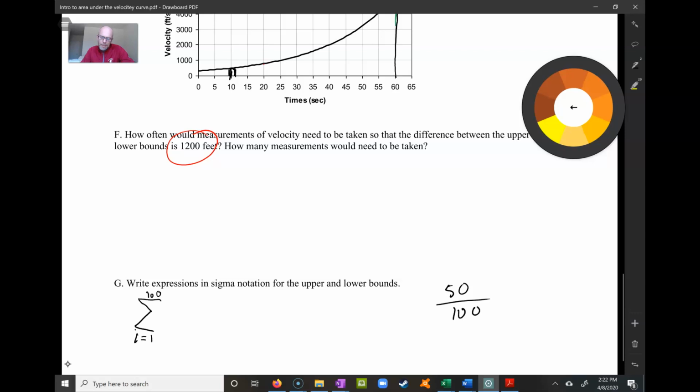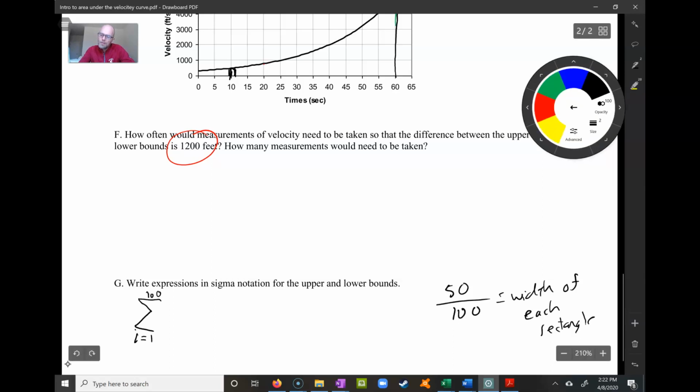Okay, so that's the width of each rectangle. Oh, I didn't know I could do that many different colors. It's pretty cool. How did I get those different colors?